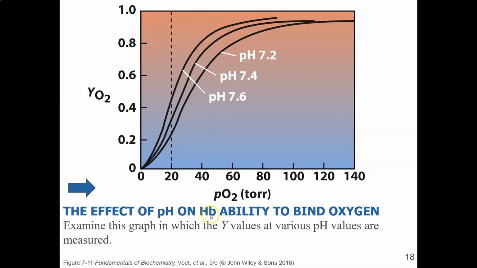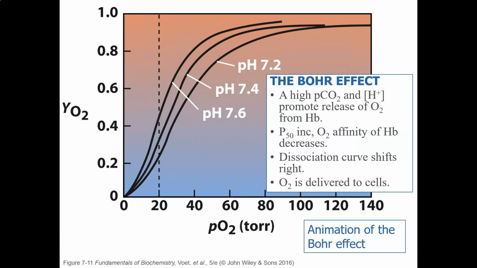So that means that there's going to be an influence of hemoglobin's ability to bind oxygen, and that's going to be influenced by pH. So if we look at this graph right here, this is pH 7.6, 7.4, and 7.2. So you might notice that as you decrease the pH, if you look at the P50, the P50 value increases. So as pH decreases, the P50 value increases.